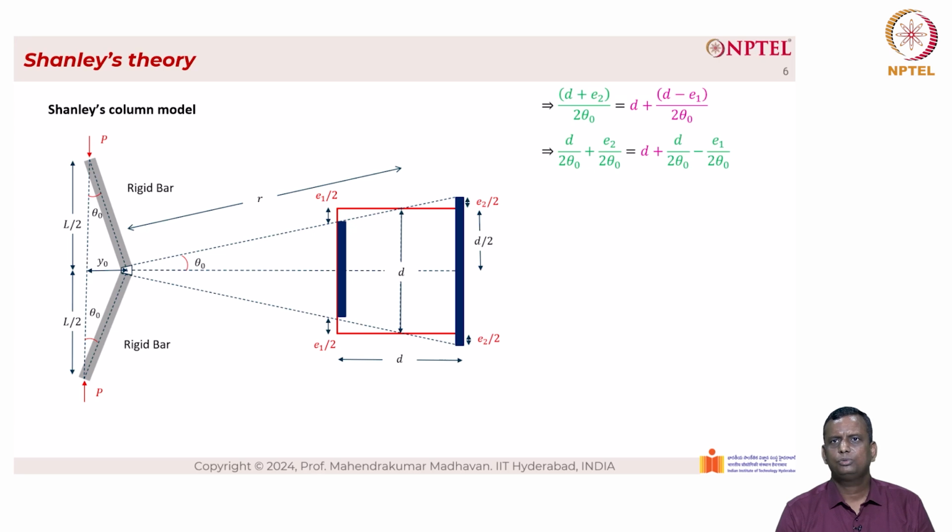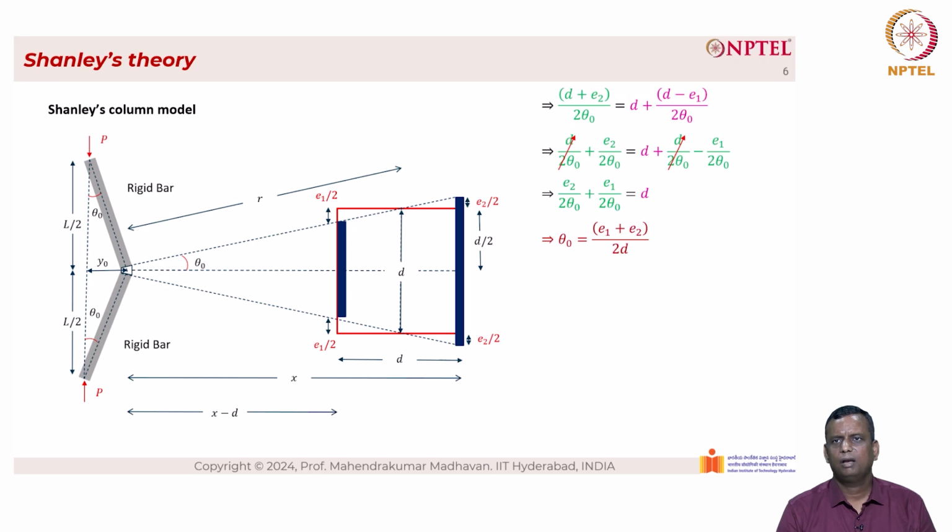So, D by 2 theta naught plus E2 by 2 theta naught is equal to D plus D divided by 2 theta naught minus E1 divided by 2 theta naught. So, we have D by 2 theta naught on either side, which can be cancelled. So, we have E2 divided by 2 theta naught plus E1 divided by 2 theta naught is equal to D. From this one, we have theta naught equal to E1 plus E2 divided by 2D.